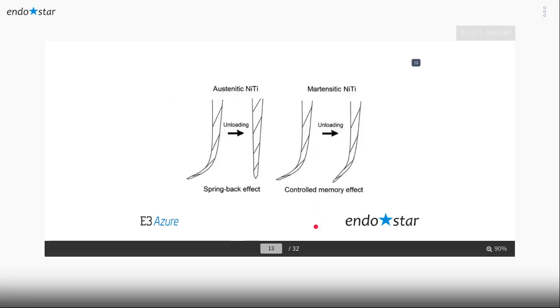To show it more for you, I made this picture. No, not this one, the one next to it. Here is the austenitic file. When you apply pressure on it, you can curve it, but when you remove the load, it will return back like this. But with martensitic nickel titanium, when you curve it and remove the load, it will keep the shape. Sometimes when you get the file out of the canal, you can have a 3D image of your canal inside your mind. So that's very good about the E3 Azura. When I do a case and it's severely curved, I remove the file slowly so I can imagine how the file goes through the canal.